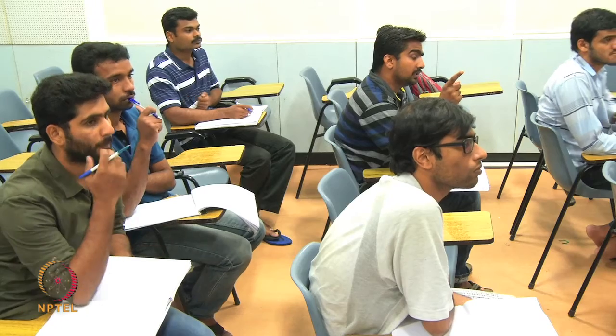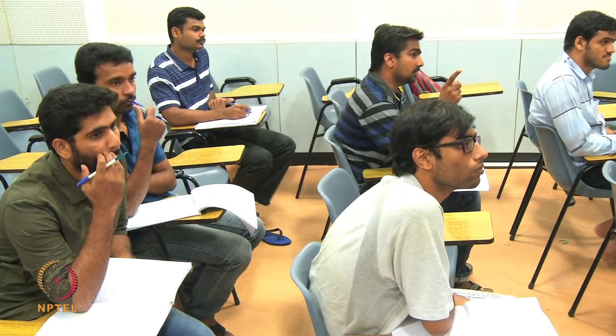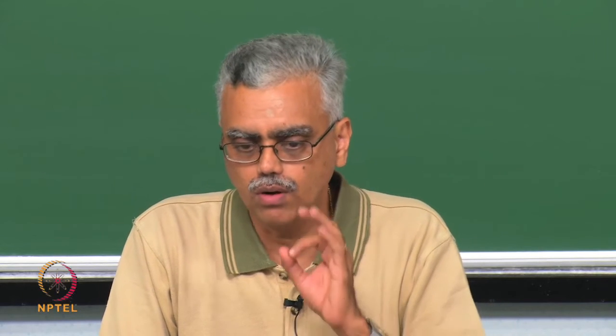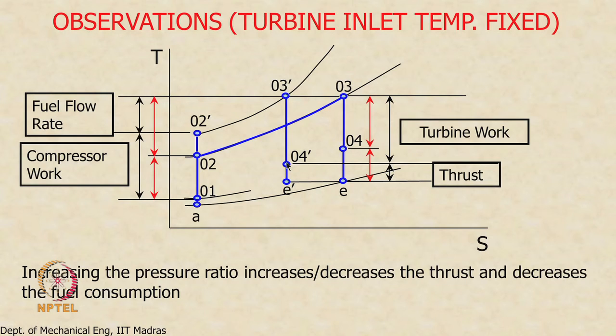Is the pressure at T04 and T04 dash the same? No, they need not be the same. That is what I am saying. We cannot say, because state points 04 prime and 04 are such that the amount of work produced by the turbine is equal to the amount of work required by the compressor. That is what determines the exit state. When we do a numerical example later on, you will see that.